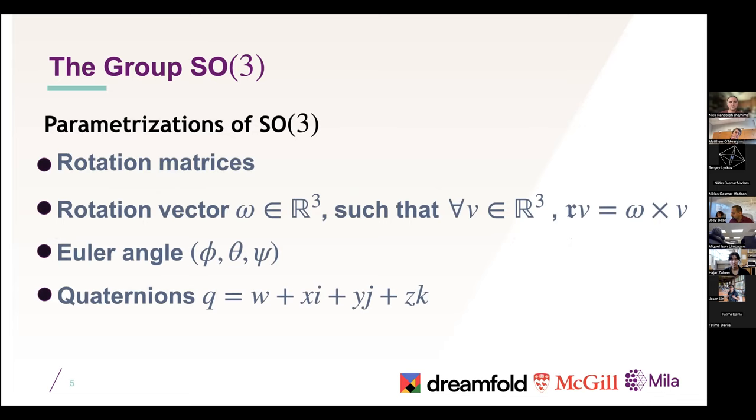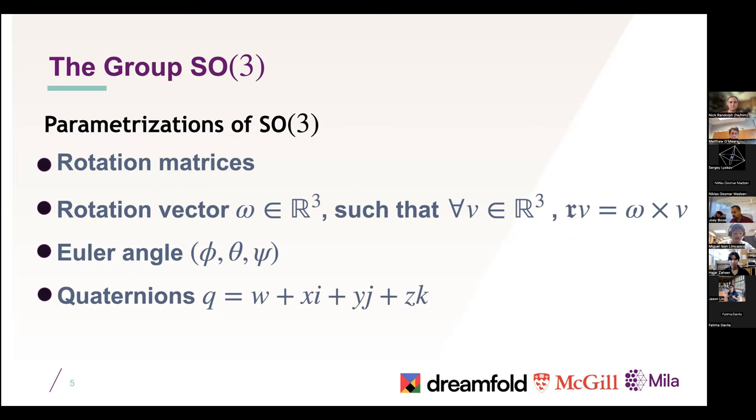As I mentioned, SO(3) is the group of rotation matrices, but there are multiple ways to parameterize these group elements. The most familiar one is, of course, rotation matrices, but you can also have rotation vectors. Essentially, you have a vector whose direction tells you the axis of rotation, and the magnitude tells you how much you have to rotate. Then there are Euler angles, which are useful for visualizations. And then there are also quaternions.